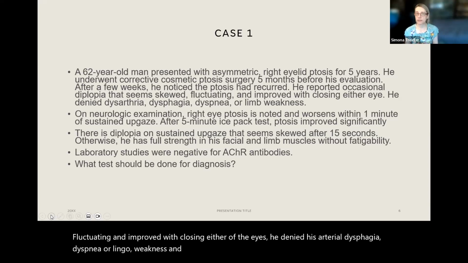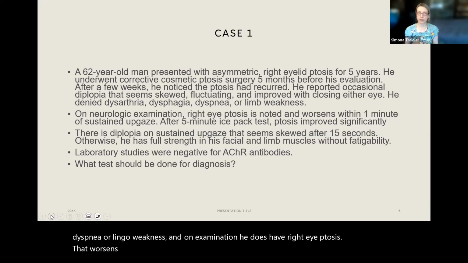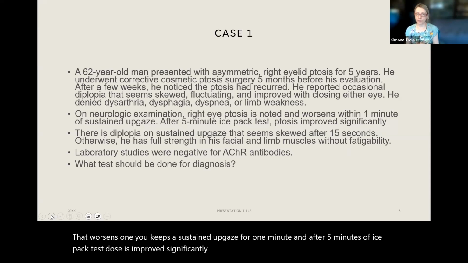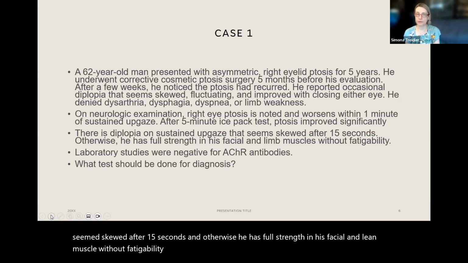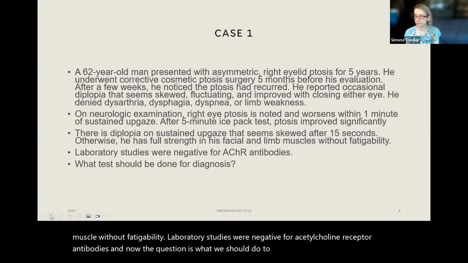And on examination, he does have right eye ptosis that worsens when you keep a sustained up gaze for 1 minute. And after 5 minutes of the ice pack test, ptosis improved significantly. There is diplopia on sustained up gaze that seems skewed after 15 seconds. And otherwise, he has full strength in his facial and limb muscles without fatigability. Laboratory studies were negative for acetylcholine receptor antibodies. And now the question is what we should do to diagnose this patient.